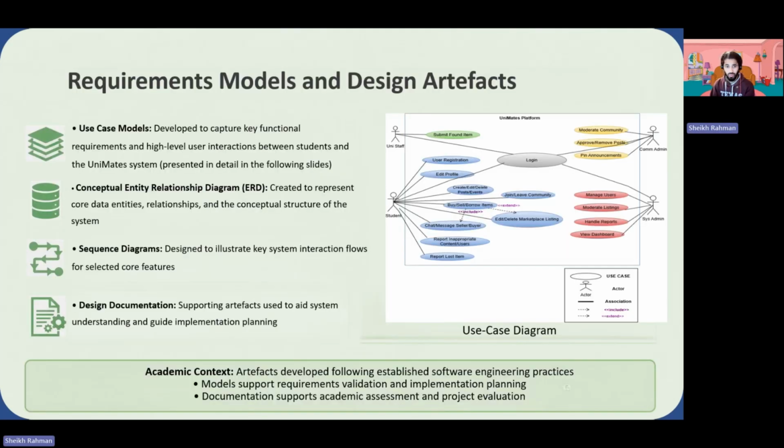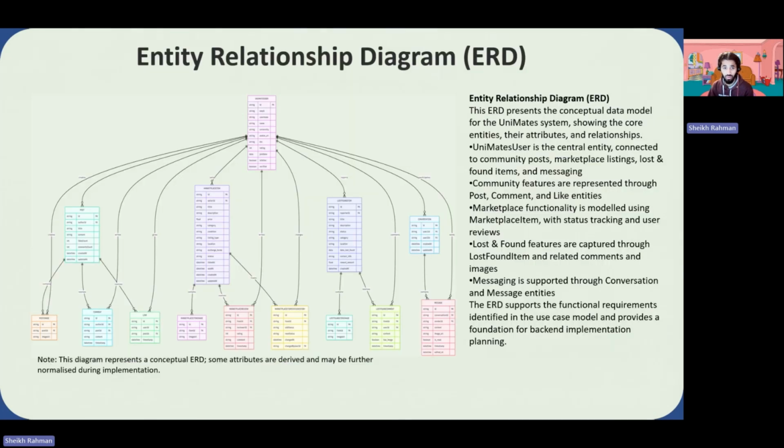Let's talk. So I want to talk more about the use case diagram. It includes actions such as user registration, marketplace interaction, community posting, messaging, and lost item reporting. This diagram ensures system features align with user requirements. Okay, now let's move to the next one.